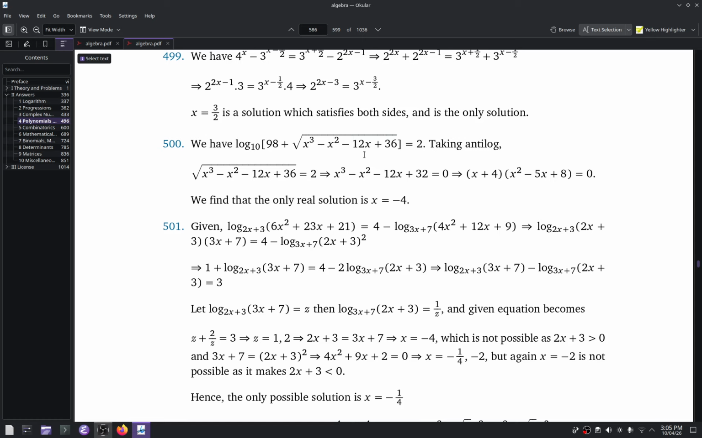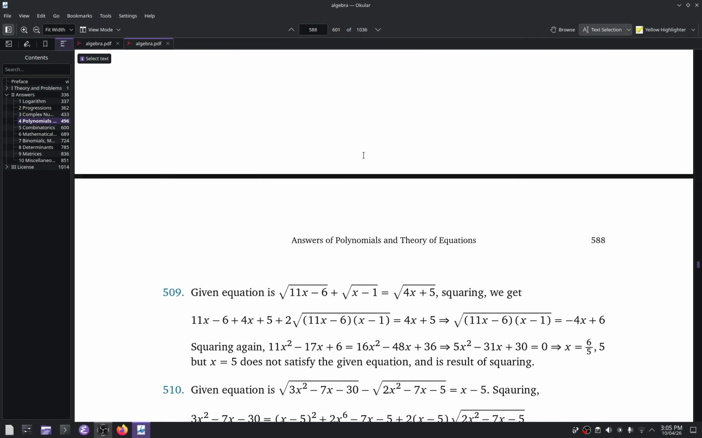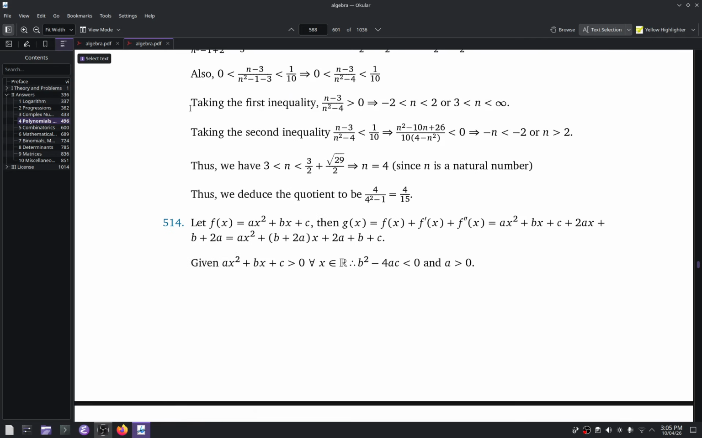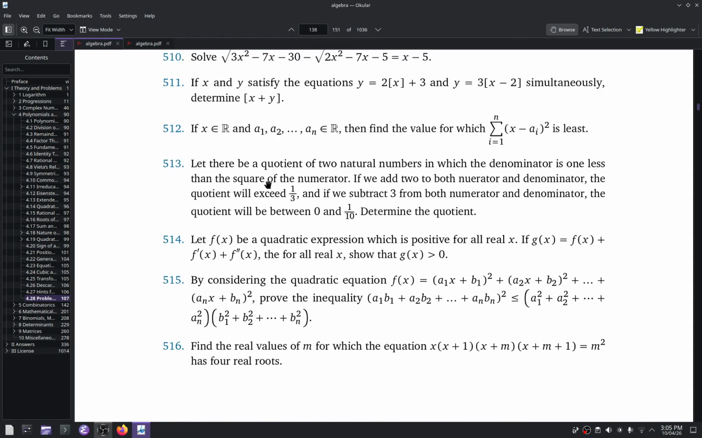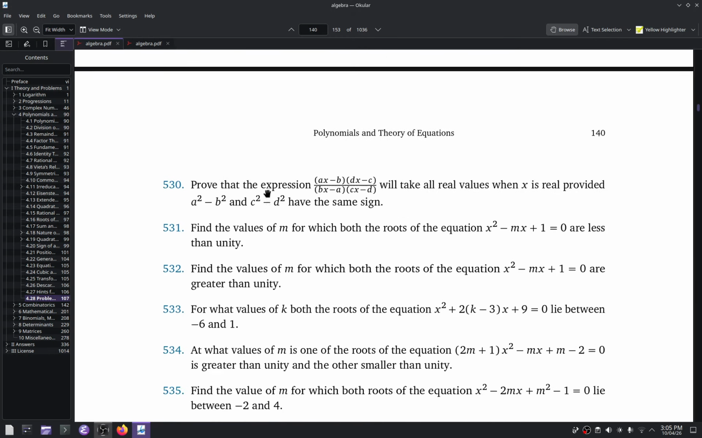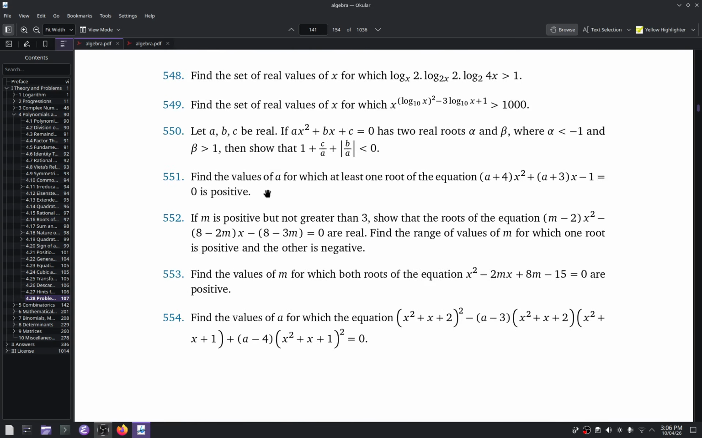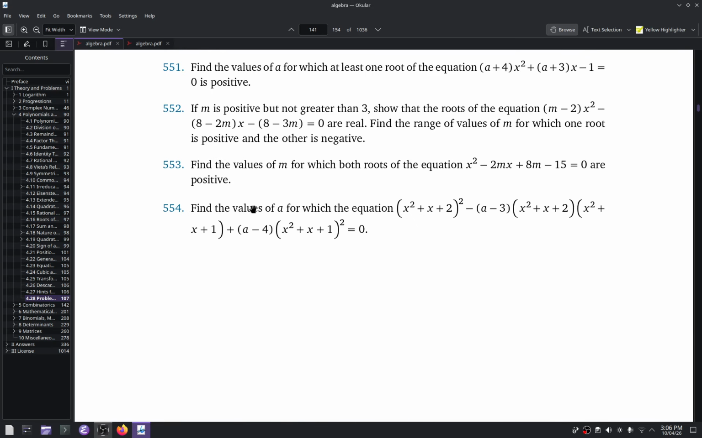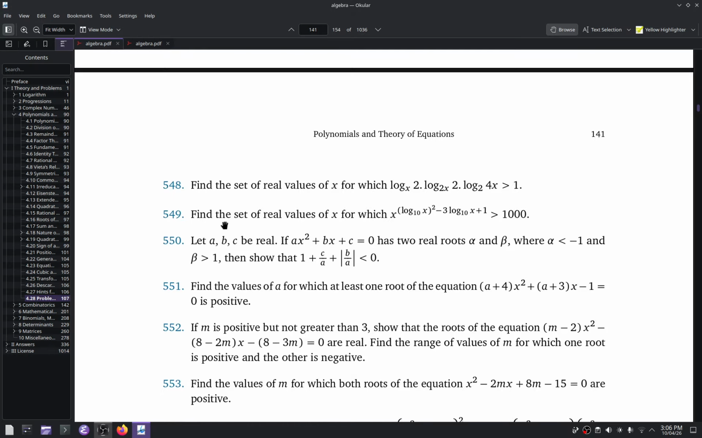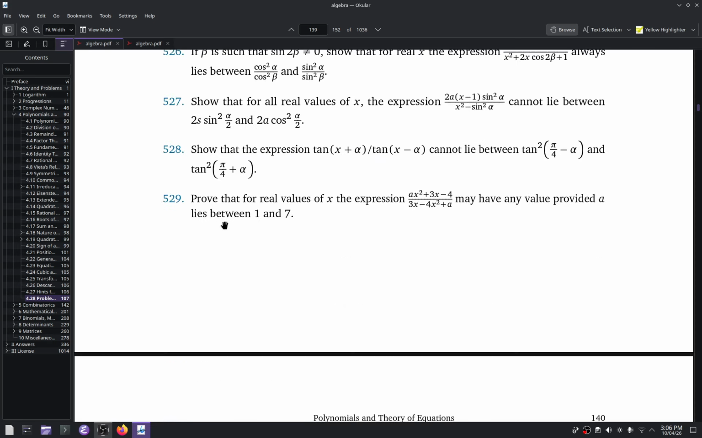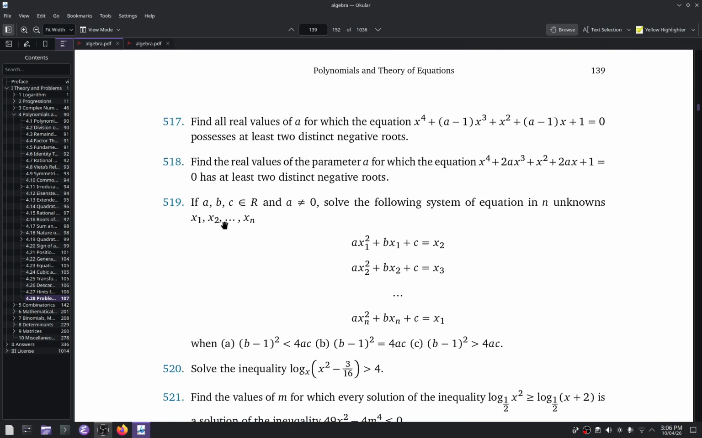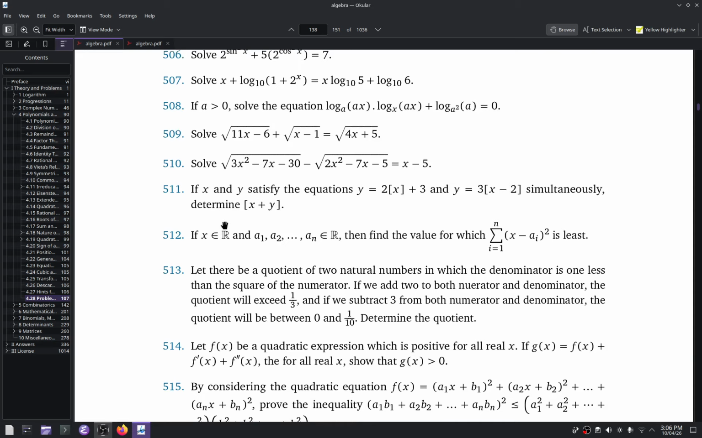So with this, we come to the end of the 50th set of problems. Not many problems are remaining in polynomials and theory of equations. 54 more problems. And I will solve question 498 in the next video. So in 6 days, we should be able to finish this set unless I die or I fall sick.